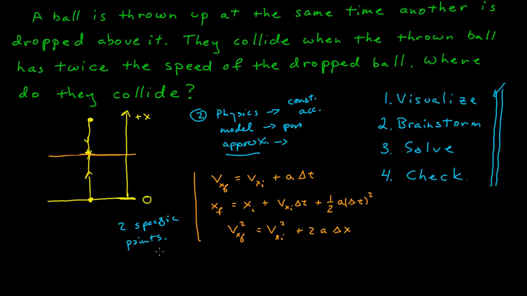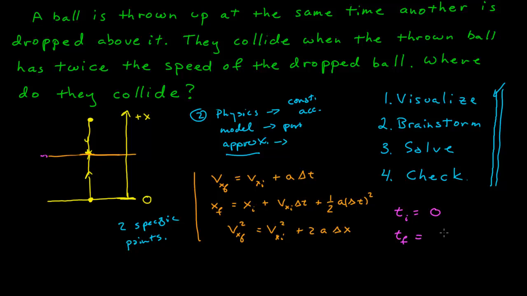So part of our brainstorming approach to this problem is that we have to clearly identify in our mind what those 2 points in time are. And so here I think it's fairly straightforward. We're going to have our initial time be the moment that each ball is released, and we'll call that our initial time, t equals 0. And then our final time is going to be the time when they collide.